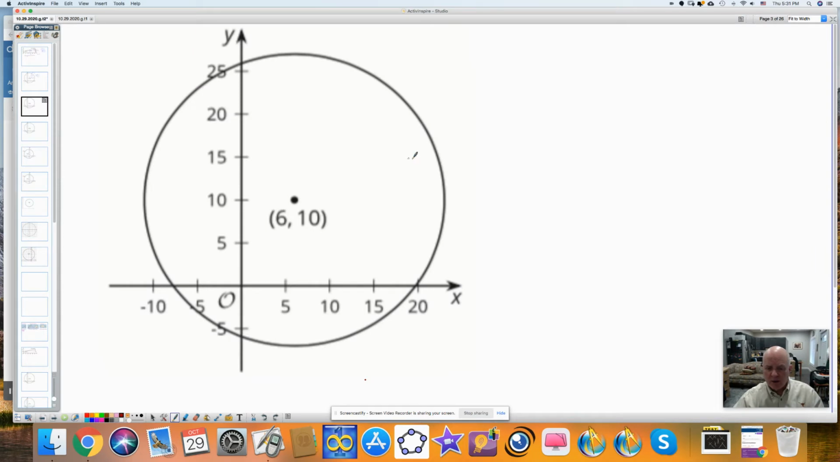22,3 is the point I'm looking at. 22 in the x direction and about 3 is about right here. In the x direction, my right triangle will be 22. In the y direction, it'll be 10. So to go from 6 to 22, this distance is going to be 16. This distance from 3 to 10 is 7.